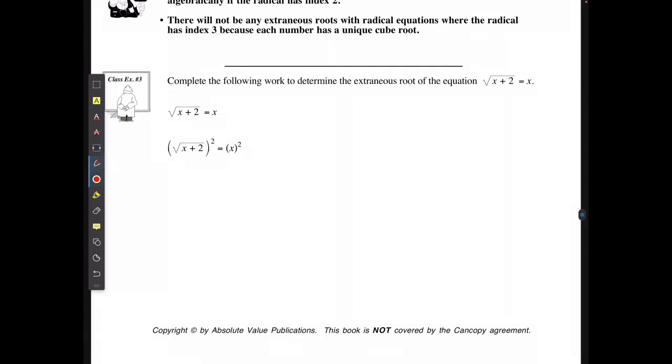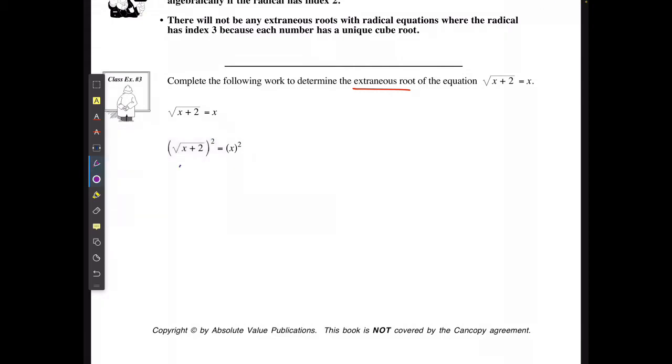So, in this case, it doesn't actually want the solution, it wants what the extraneous root is. It wants us to find the solution that does not actually work. So they got us started off. They have it isolated. Then they said we're going to square both sides.